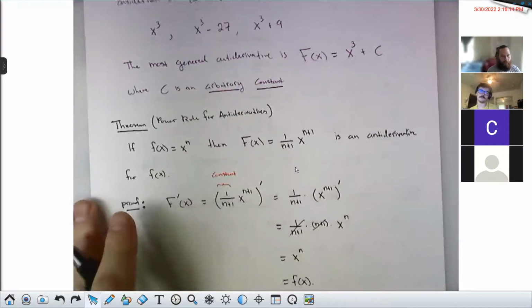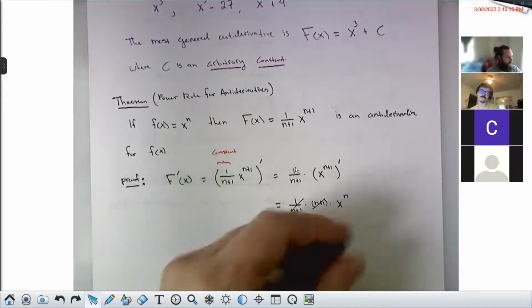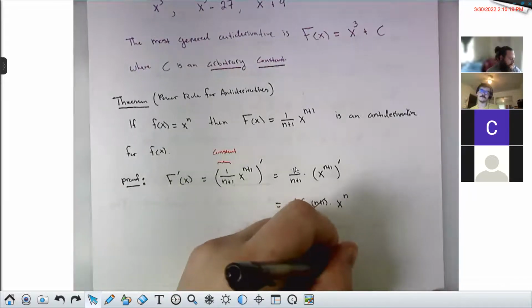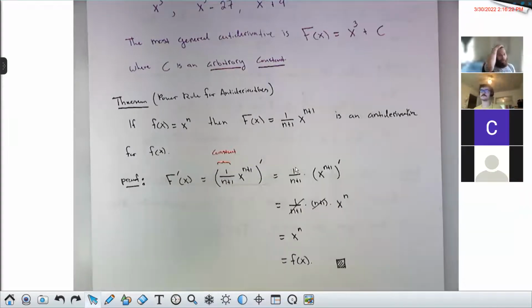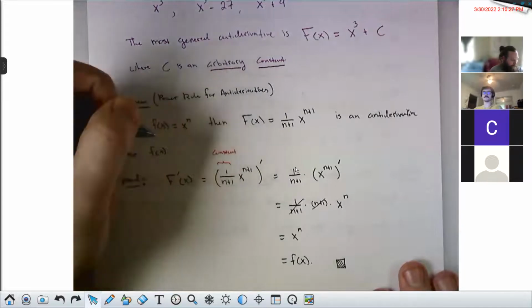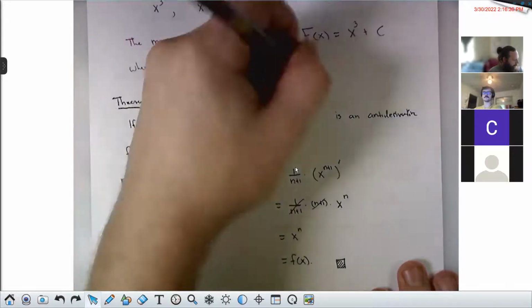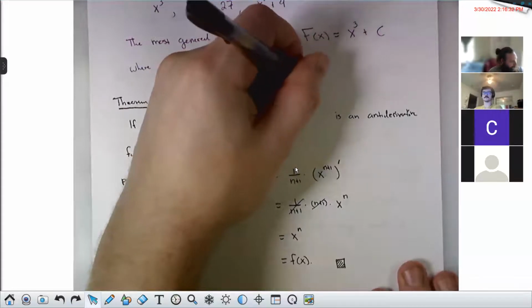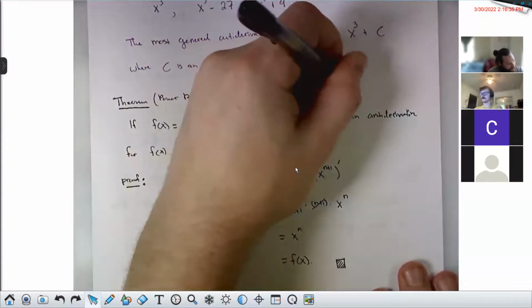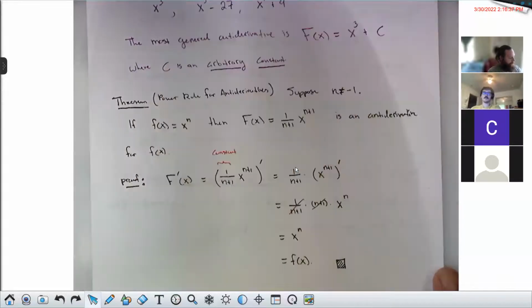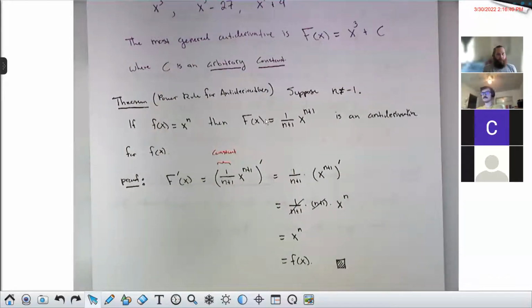So if the function you're trying to anti-differentiate is a power function, this will work really well. The only caveat is, suppose n is not equal to -1. The only case this doesn't work is for x to the -1, where we need a different rule, because the natural log is the function that has derivative 1 over x, or x to the -1.